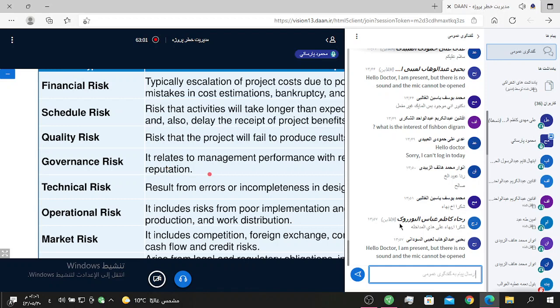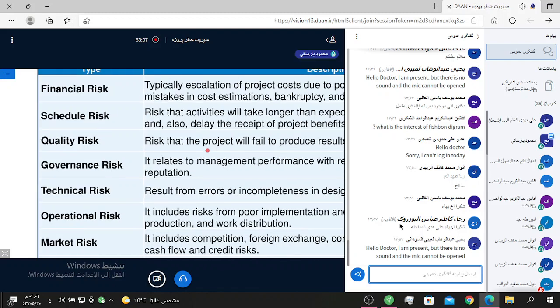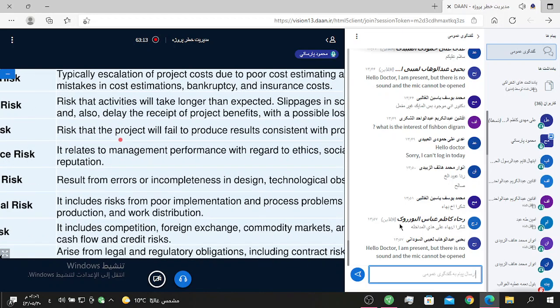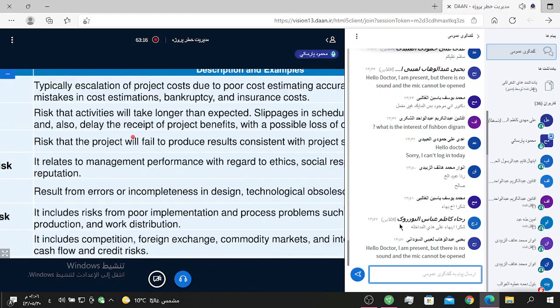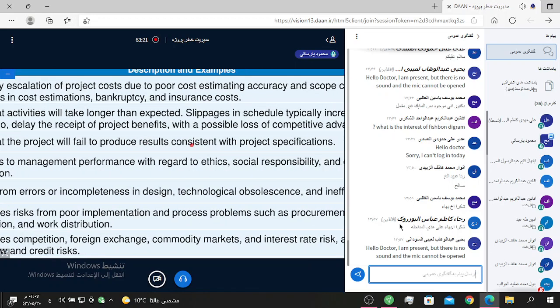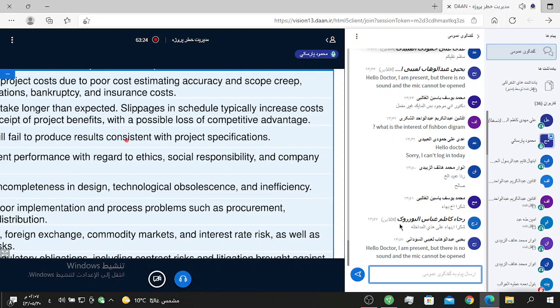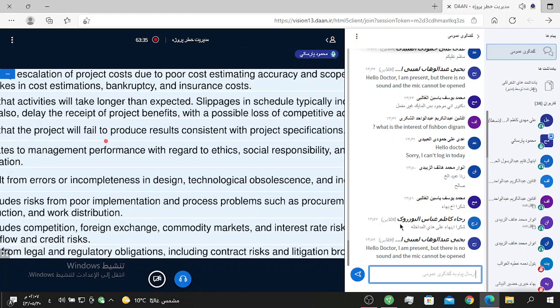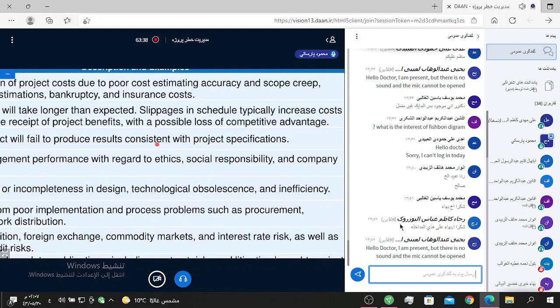And about, for example, schedule risk, the description is the risk that activities will take longer than expected in the scheduling of a project. And slippage in a schedule typically increases costs and also delays the receipt of project benefits with the possible loss of competitive advantage.